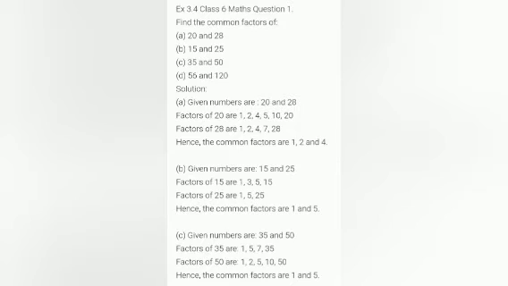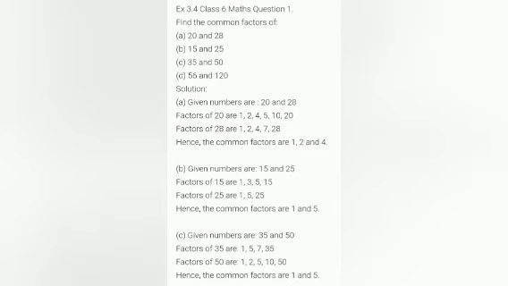The next numbers are 15 and 25. The factors of 15 are 1, 3, 5 and 15. The factors of 25 are 1, 5, 25. What are the common factors in both? 1 and 5. See, the next numbers are 35 and 50. The factors of 35 are 1, 5, 7 and 35. 50's factors are 1, 2, 5, 10, 25 and 50. Common in both are 1 and 5.